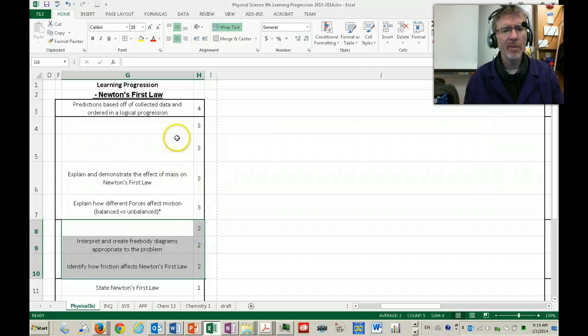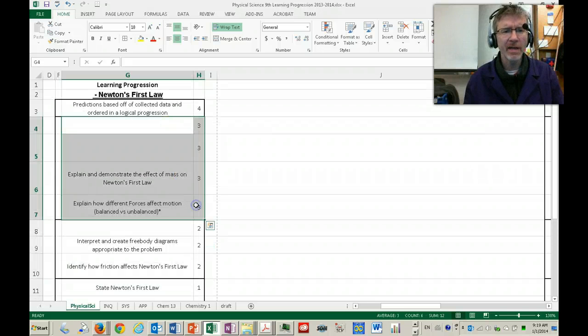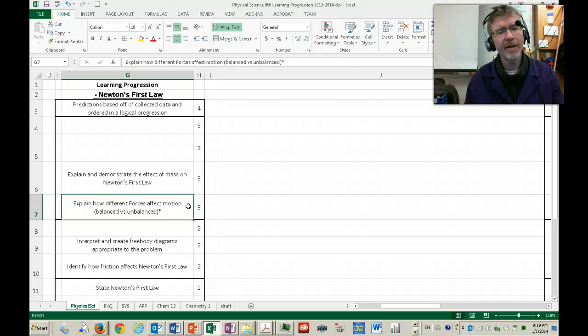Level 3, you will pass this standard if you can do the following. Explain and demonstrate the effect of mass on Newton's first law. Mass, like inertia: the more massive an object is, the more force you need to get it to accelerate. The less mass for the same force, the more acceleration you get. And then different forces, how do they affect motion?